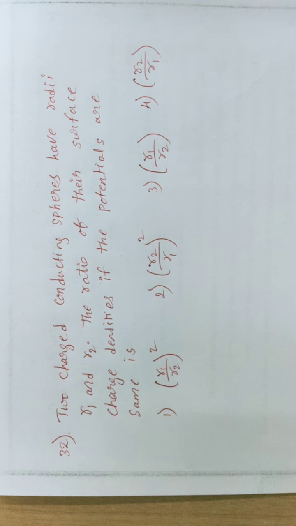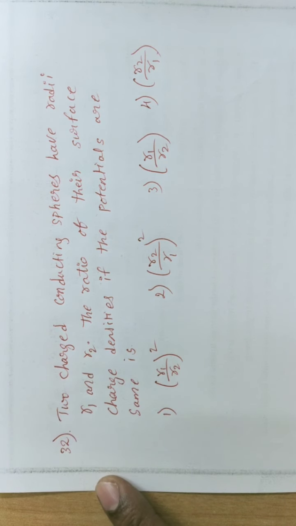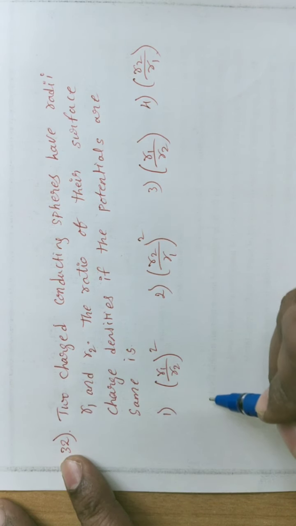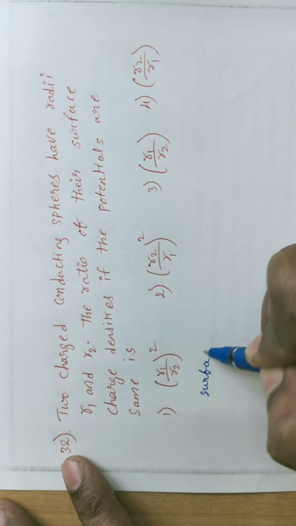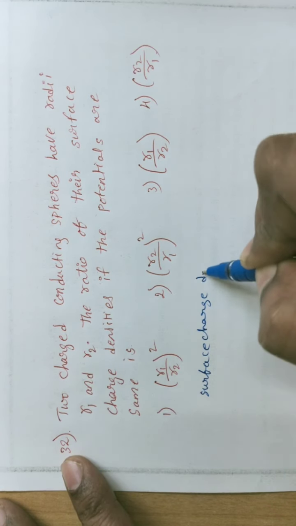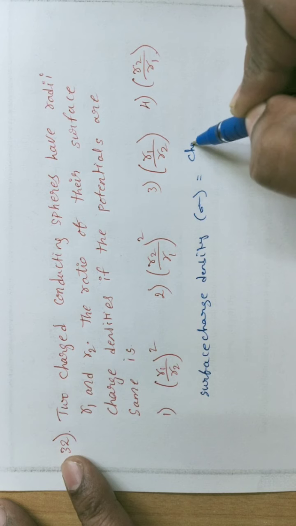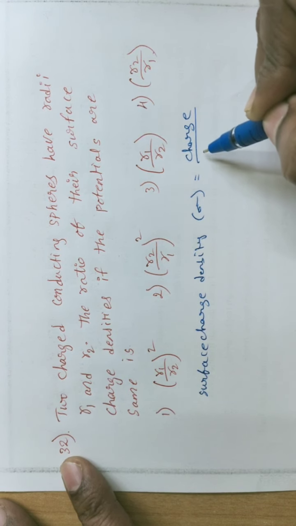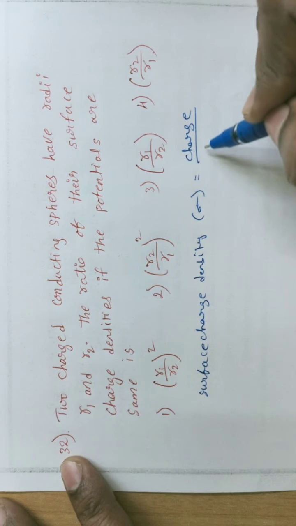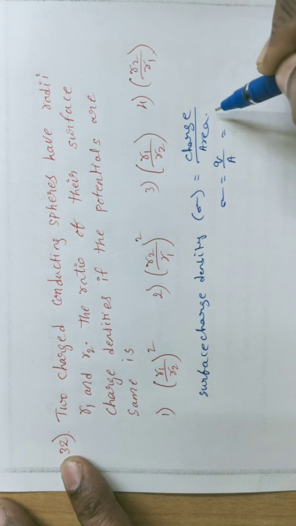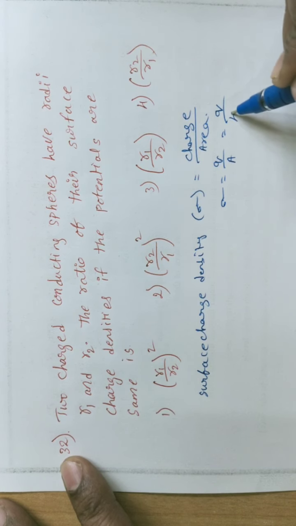Students, next one more question we have: two charged conducting spheres have radii R1 and R2. The ratio of their surface charge densities if the potentials are the same is. Here the question expects the surface charge density ratio. Surface charge density we take as sigma. Sigma is equal to charge magnitude divided by area, that we clearly know. So sigma is equal to q divided by A, that is, for spheres, q divided by 4 pi r square.